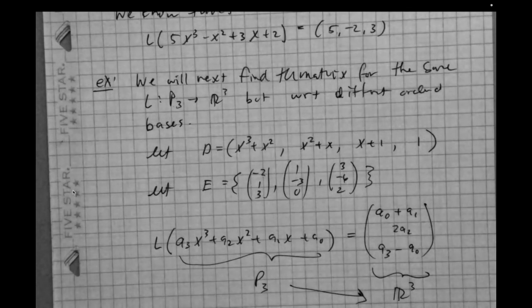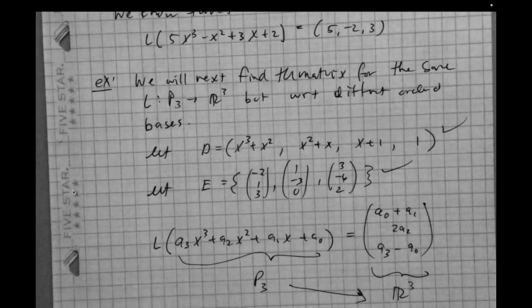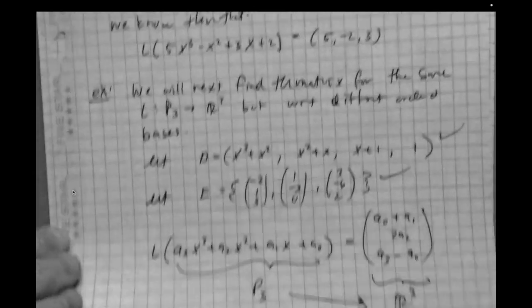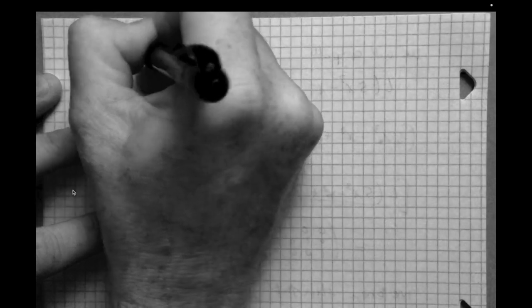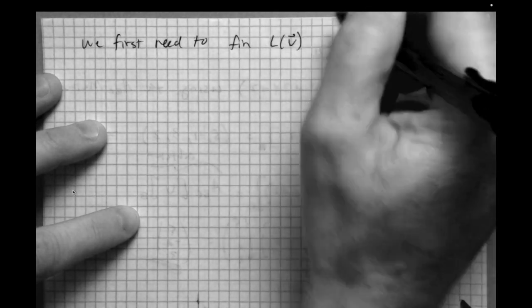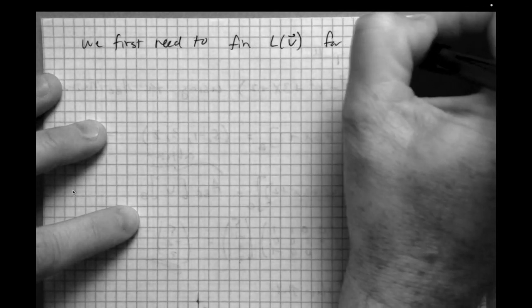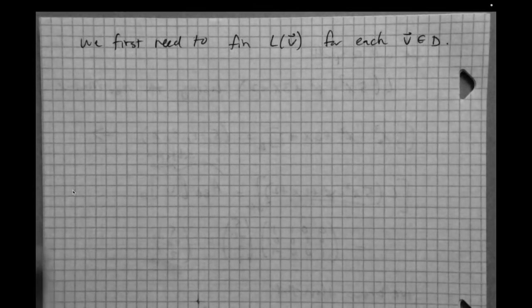Okay, so what we want to do is find the matrix of this linear transformation, but with respect to these more complicated bases. Well, the first thing we need to do is take each of the basis vectors and run them through the linear transformation. So we first need to find L of v for each v in D. Okay, so let's do that.